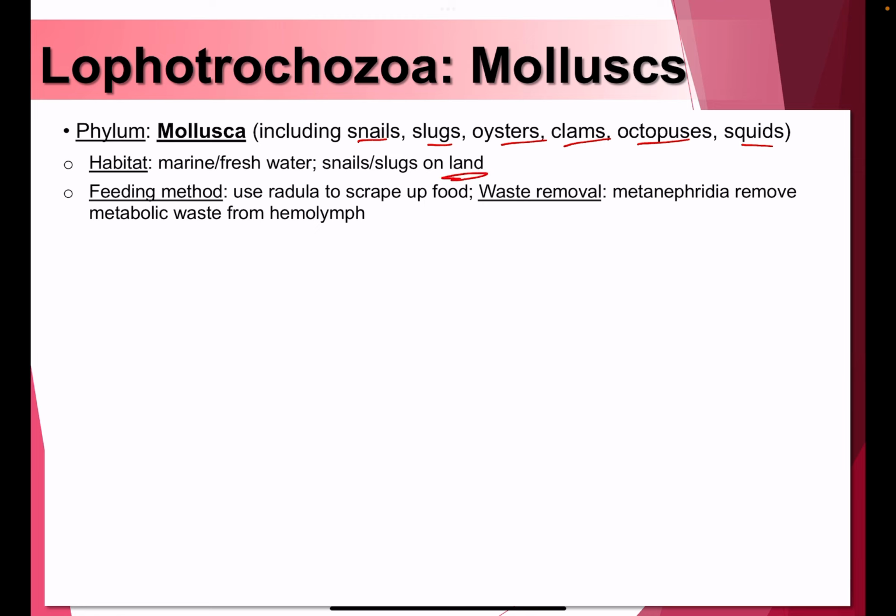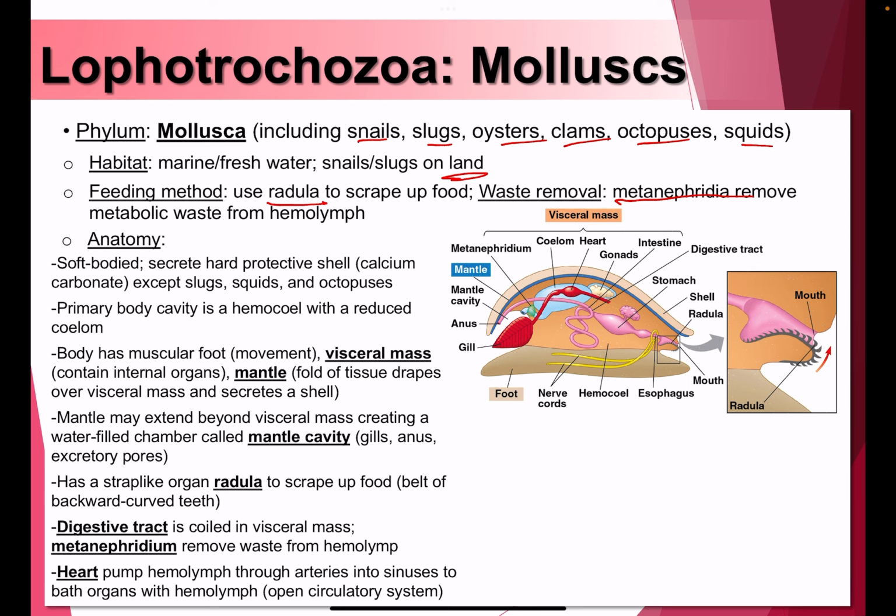Feeding method is that they have what's called a radula. And that radula kind of acts like a little broom that scrapes up the food as the animal is moving across the surface of their food source. Waste removal, they have what's called metanephridia that will move the metabolic waste from the hemolymph into the exterior environment. So here is their anatomy. Kind of complex, but we have went over it in lab.